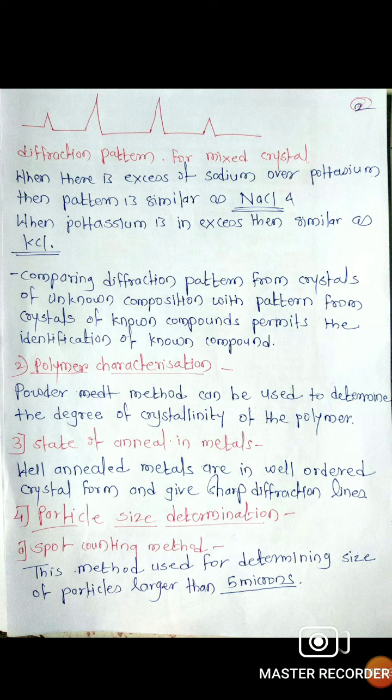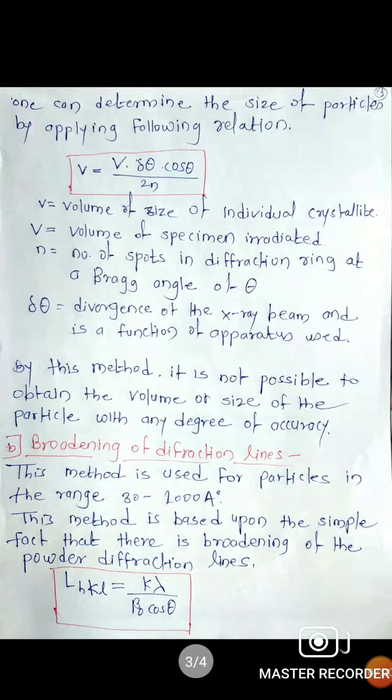Spot counting method is used for determining the size of particles larger than 5 microns. We can determine the particle size of particles larger than 5 microns by using the spot counting method. If the powder diffraction pattern of such a specimen is obtained, it will consist of a series of lines or rings having a spotty appearance.